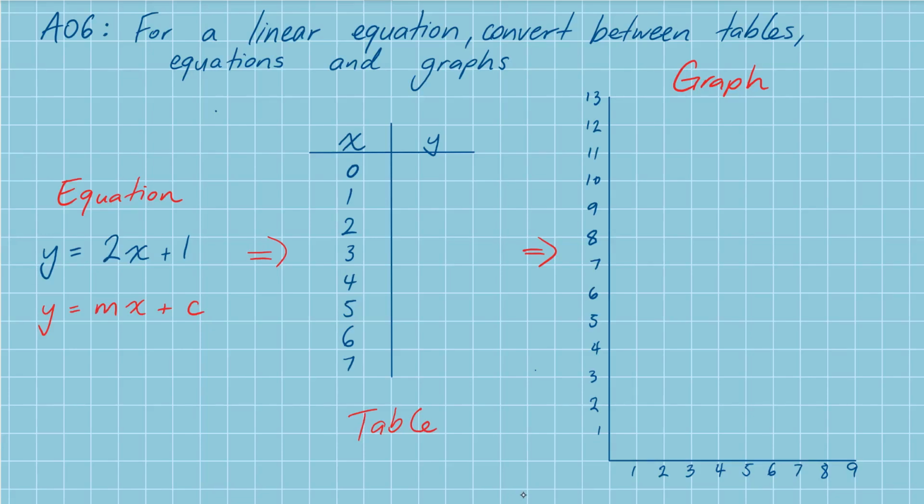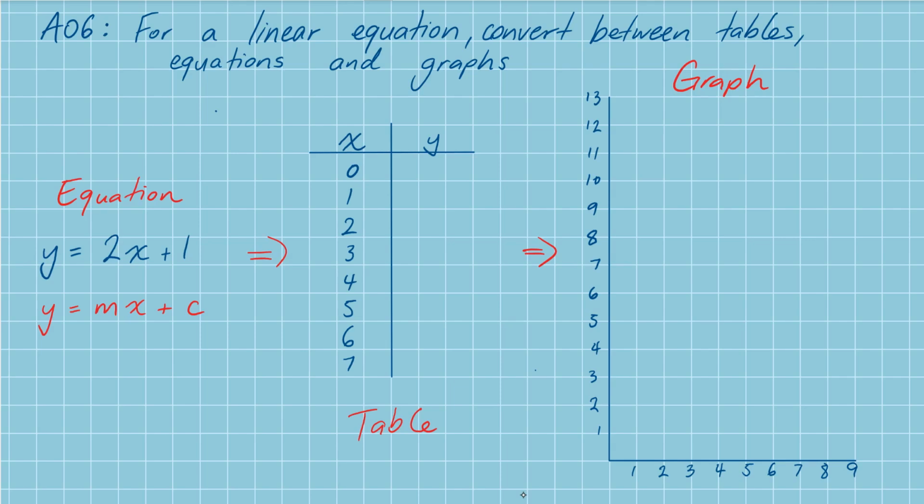We're going to be talking today about AO6, one of our most complex, one of our most difficult algebra AOs. It is for a linear equation, convert between tables, equations, and graphs. Now, because this AO is such a complex one, I'm actually going to break this tutorial up into three separate parts. For the first one, we're going to look at going from an equation to a table to a graph.